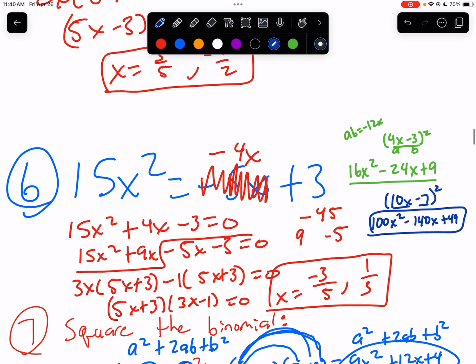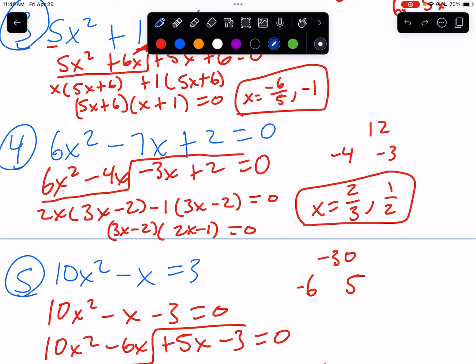All right, I hope you enjoyed that. The big deal here is knowing how to do factoring by grouping on a trinomial. Hopefully that was helpful.